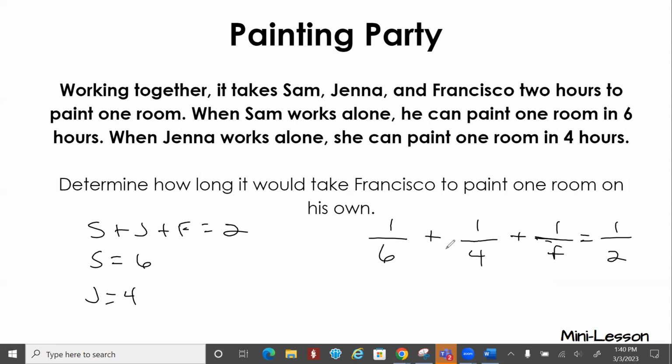What do we know about adding fractions? They had to have a common denominator. So this is gonna be multiplied by 2 over here. This guy is gonna be multiplied by 3 over here. And this guy is gonna be multiplied by 12 right here. This guy is gonna be multiplied by 6 over here. And 3 in the bottom, 12 in the bottom.